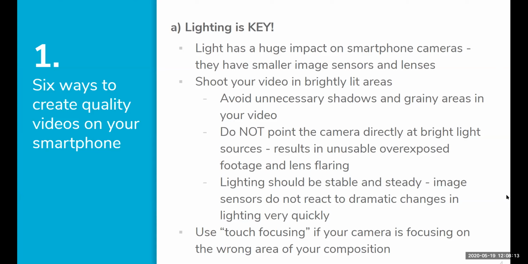And then you can use what they call touch focusing if your camera is focusing on the wrong area of your composition. Whenever you're taking a photo, for instance, if you're pointing at a subject and their face is really, really dark, you could just tap on your smart device on that person's face, and it will instantly use touch focusing to adjust the light.